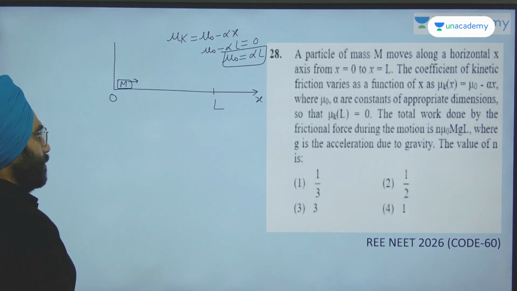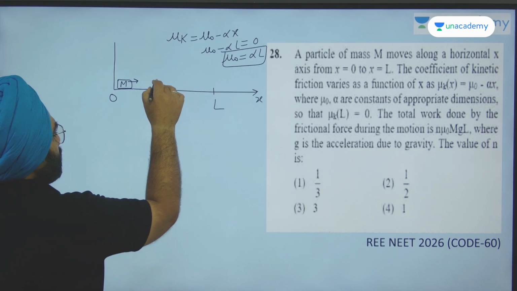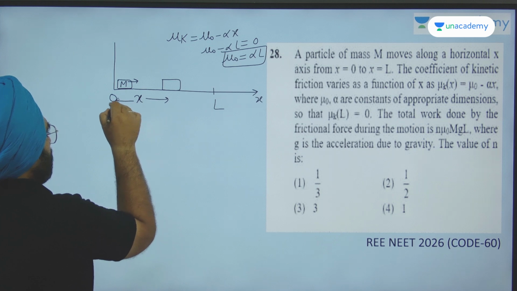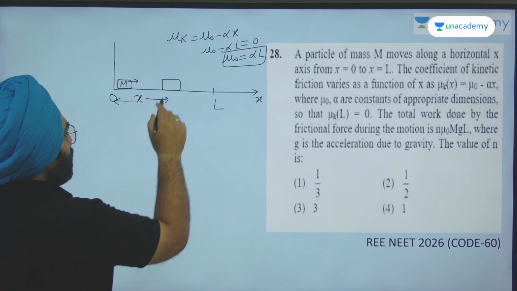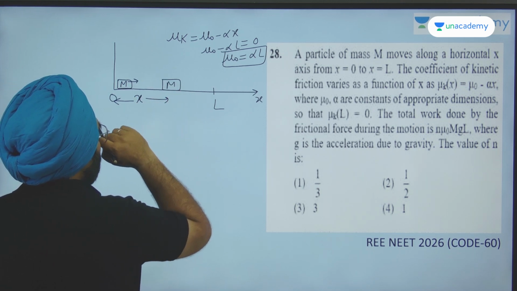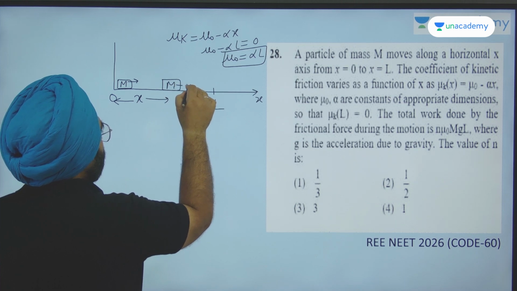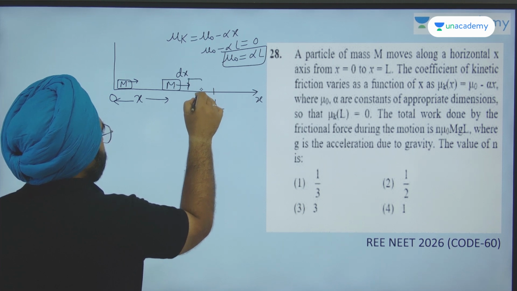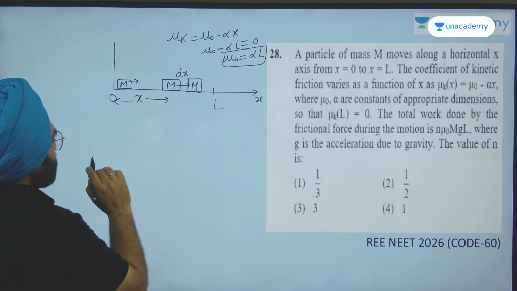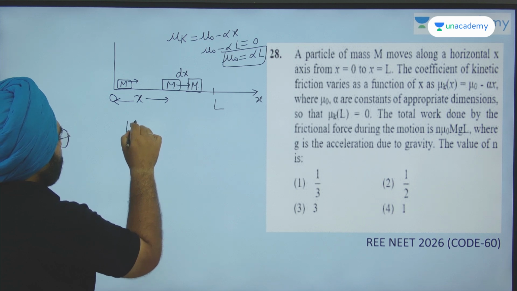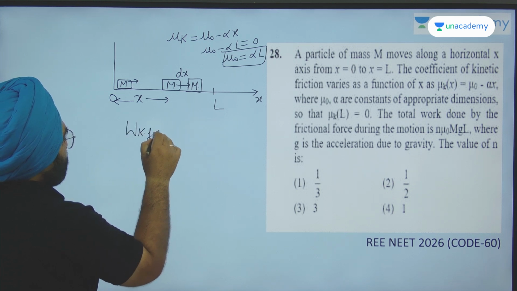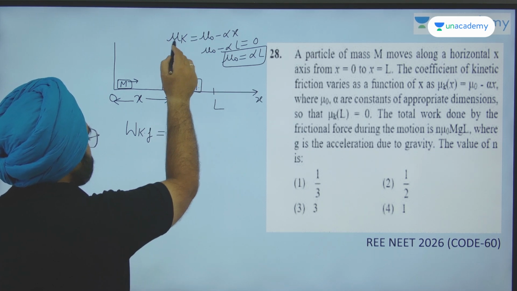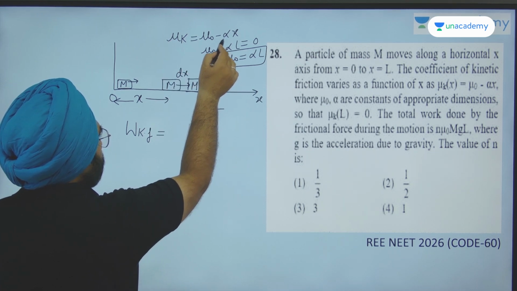We will check it. Now the point is that let's consider the block is kept here at some separation at any instant, at a particular time t. It is having mass m, and it moves by dx only, a very small displacement. So in this case, how can I write the work done by kinetic friction? Work done by kinetic friction will be equal to mu k, that is the coefficient of kinetic friction, which is mu naught minus alpha x.